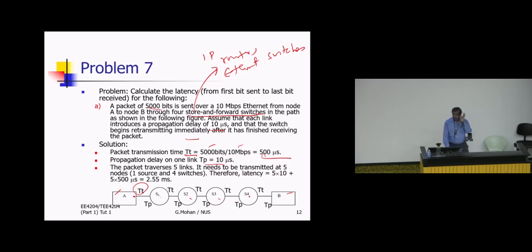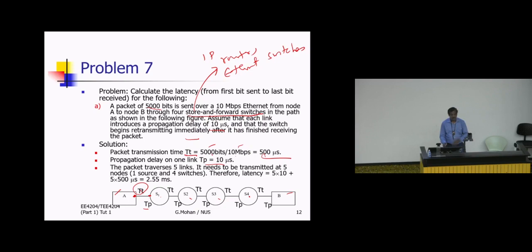Agreed? Packet transmission time is size divided by bandwidth, 500 microseconds. That means it transmits bit 1, bit 2, bit 3, up to bit 5000. As per the definition, bit 5000 is transmitted at time TT. That last bit should travel to reach the other side of the link, that is switch 1. So the last bit will take TP time units to reach switch 1. That means at switch 1, the last bit is received at time TT plus TP.